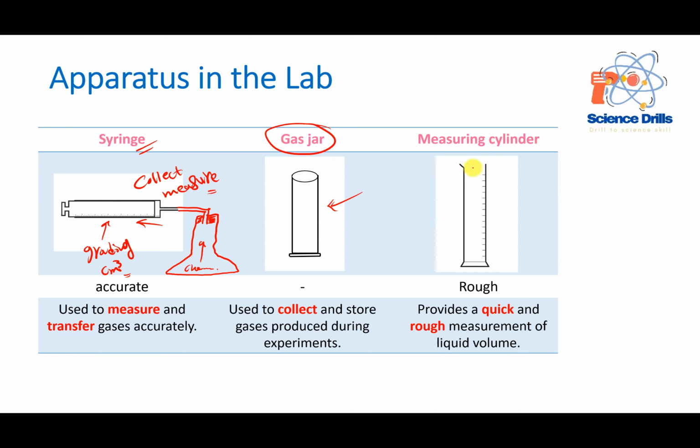Sometimes I brought the measuring cylinder here because you sometimes have confusion between the measuring cylinder and the gas jar. In some experiments we use the measuring cylinder, but you have to differentiate between them by the grading. The measuring cylinder here has grading, while the gas jar has no grading.